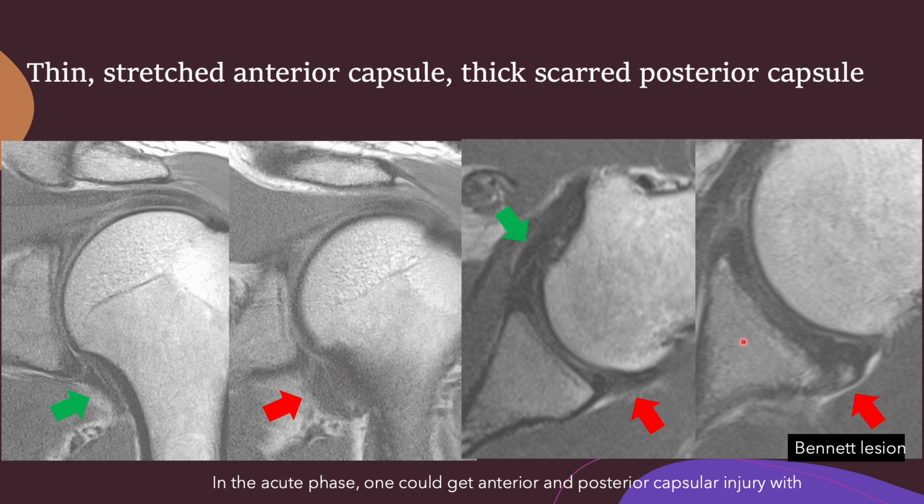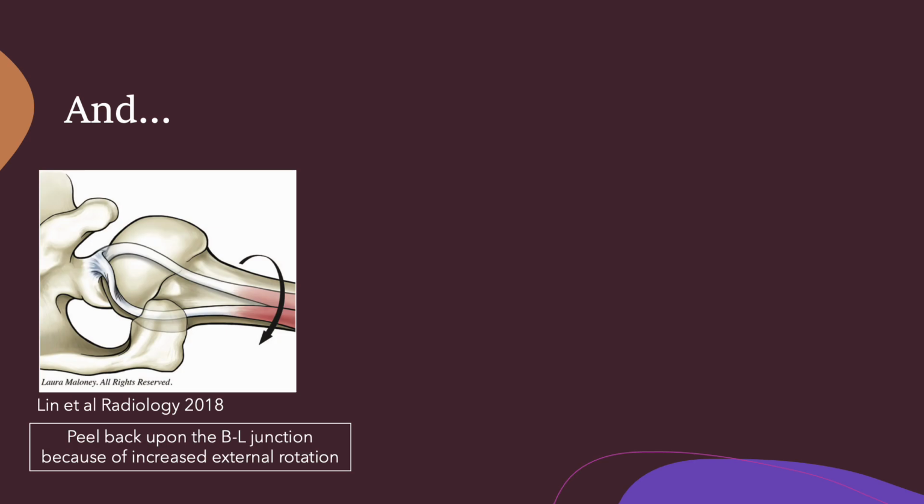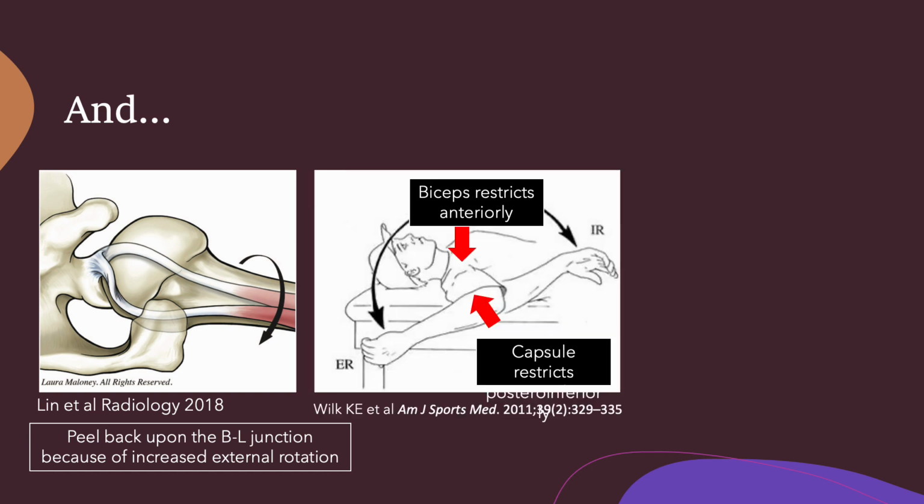picture clinically. The second thing that you can see is, you can see there's a lot of thickening of the posterior capsule. Sometimes you can even see bony remodeling along the posterior inferior capsule, which is called a Bennett lesion. So then as you sort of keep doing this, there's a peel back lesion that happens on the biceps labral junction because of the increased external rotation.